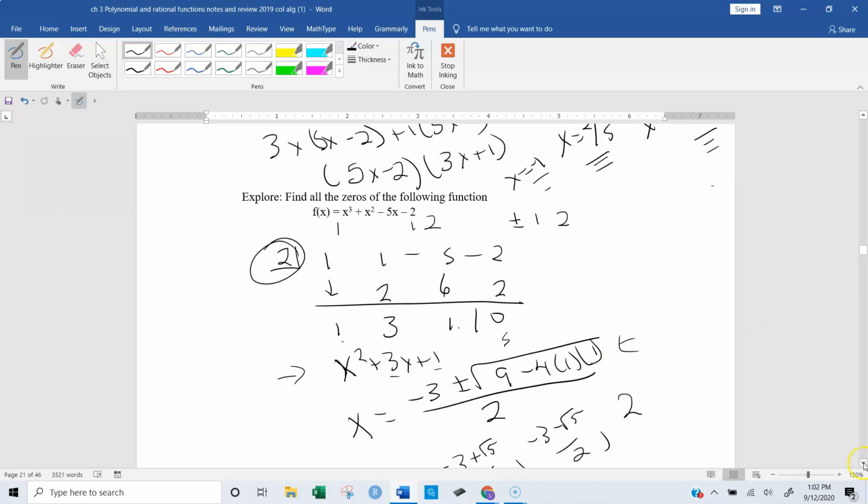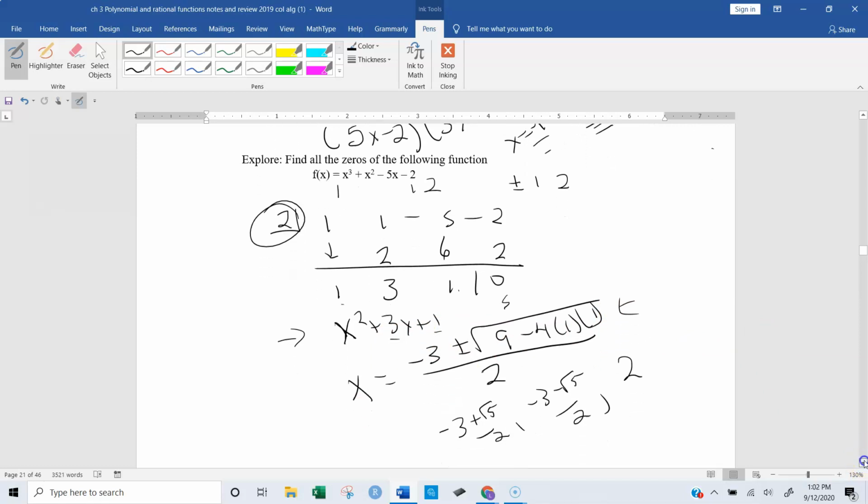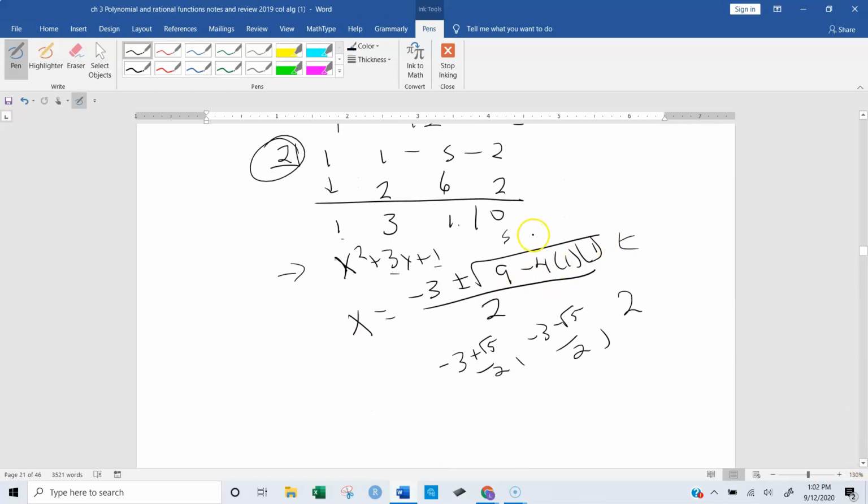Now this time when you use the quadratic formula, it wasn't pretty because 9 minus 4 is 5, and you've got the square root of 5. So the square root of 5 we just leave, so it's minus 3 plus the square root of 5 all over 2. Minus 3 minus the square root of 5 over this 2. It's hard to see. And 2, the original that we found. So those are our 3 roots. And then we could graph too if we wanted.